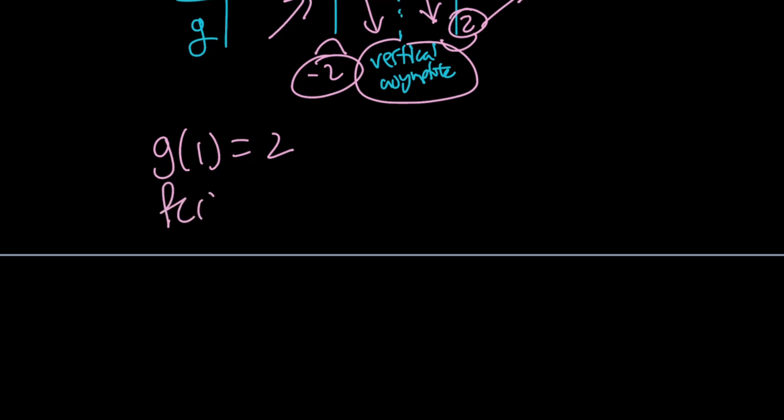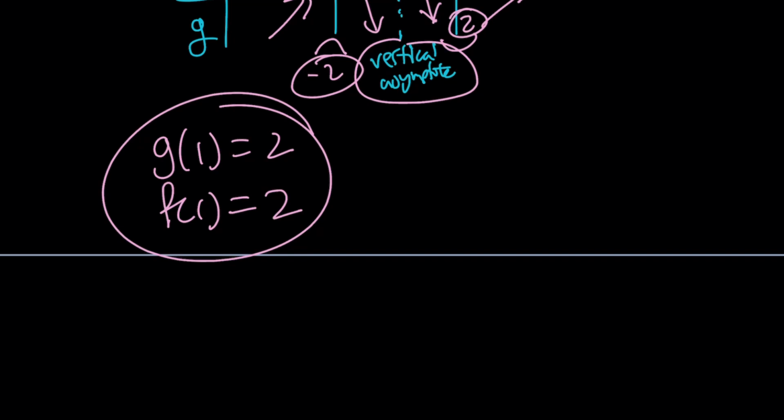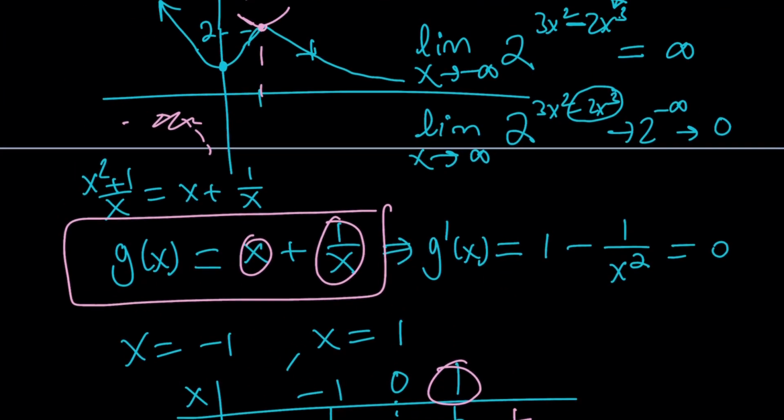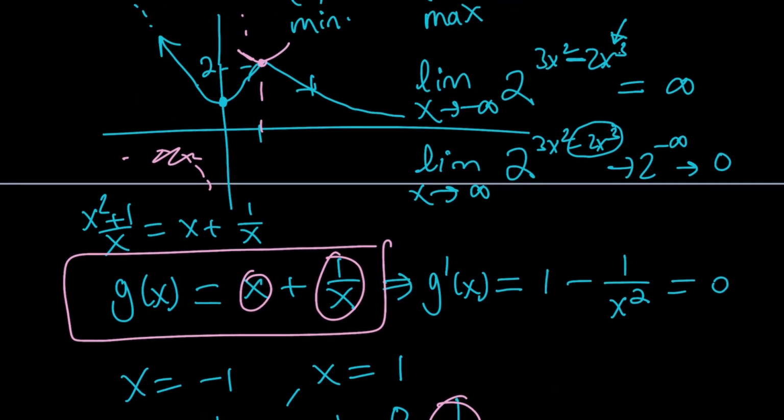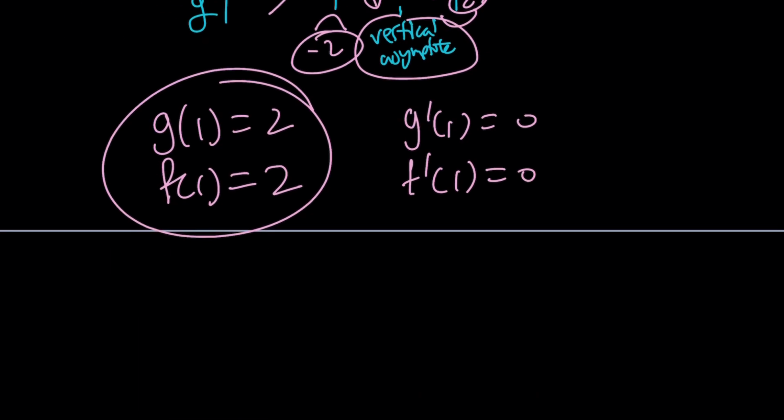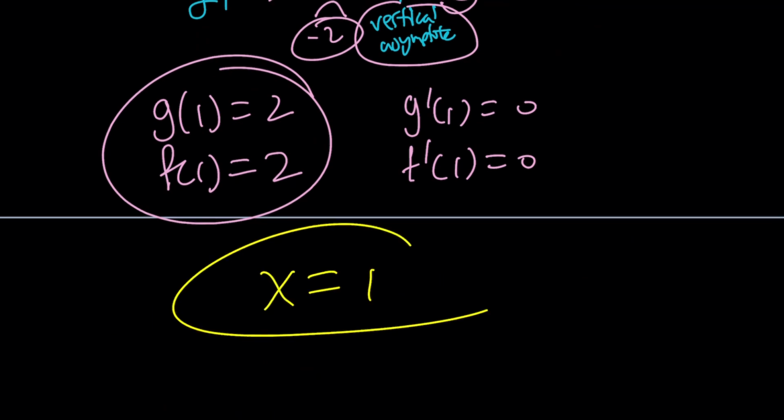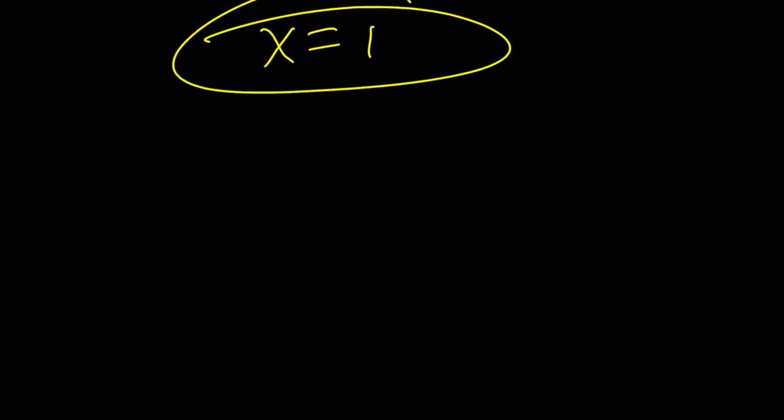So that means they go through the same point. But not only that, g prime at 1 is 0, and f prime at 1 is 0. They both have a horizontal tangent at that point. Make sense? So they have a common horizontal tangent, which means there's going to be a single intersection point, which means x equals 1 is the only solution. Let's go ahead and take a look at the graph. The graph will make much more sense.